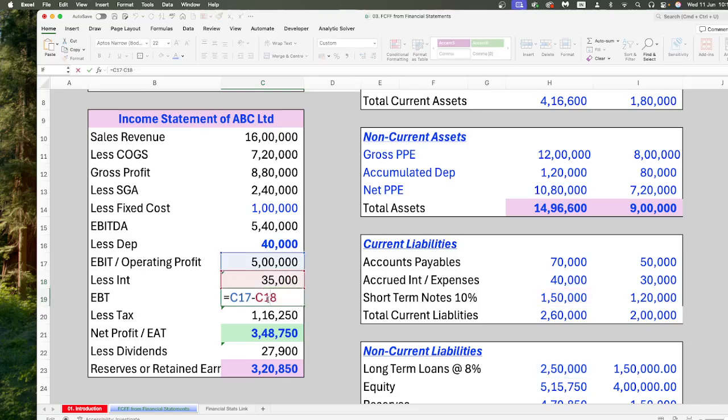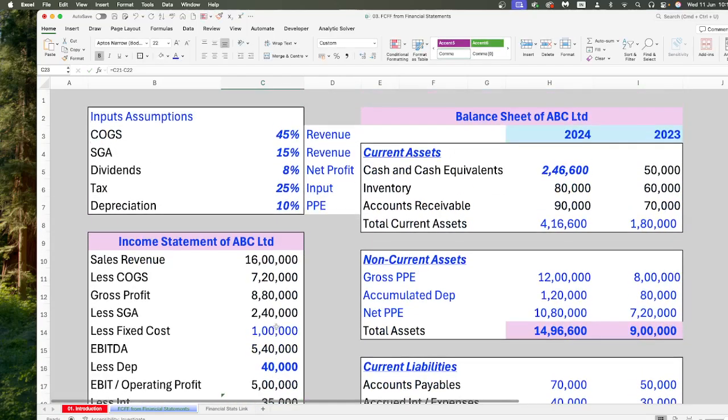Then you have the earnings before tax less 25% tax. Then you have net profit or earnings after tax. So you have 8% dividend paid to the shareholders. Now we have the reserves going to retained earnings. So this is the structure of an income statement.